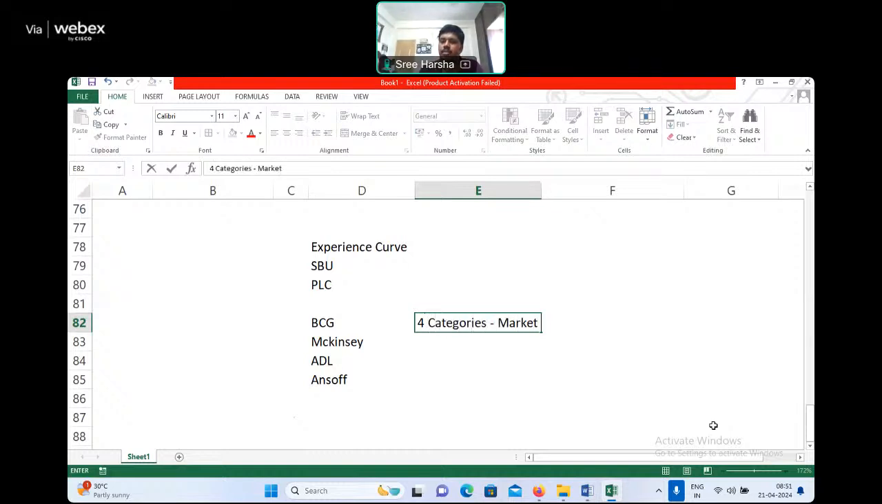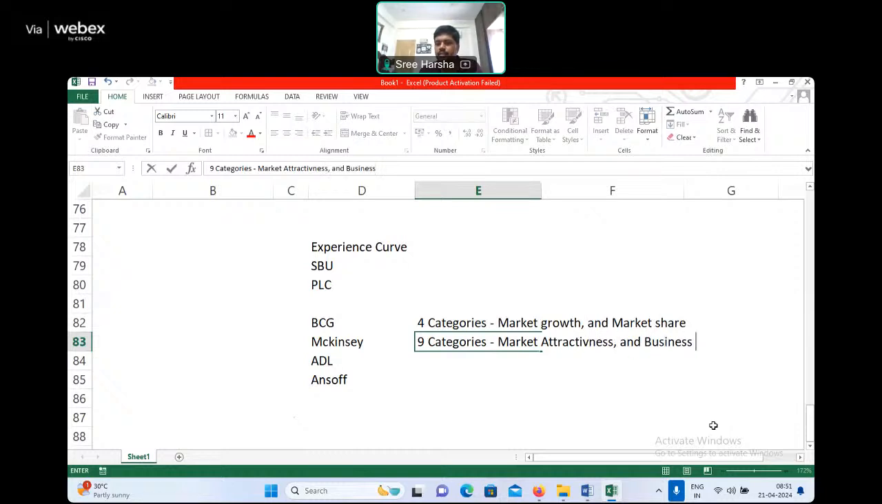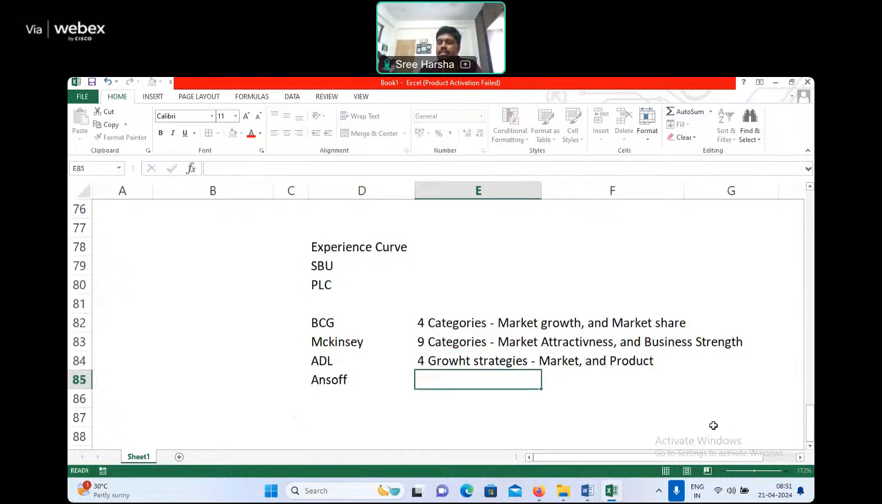In BCG, it was 4 categories based on market growth and market share. In McKinsey, it was 9 categories based on market attractiveness and business strength. In Ansoff, there were 4 growth strategies based on market and product: existing product or existing market, new product or new market. And in ADL, there are multiple strategies, 20 cells in total. However, it is based on PLC and competitive strength.